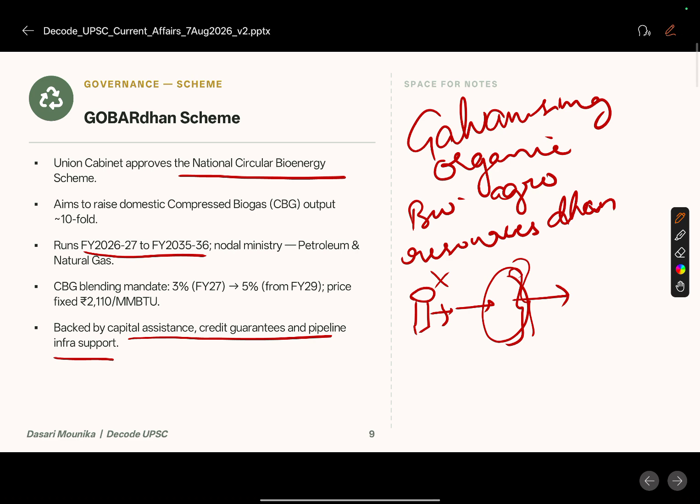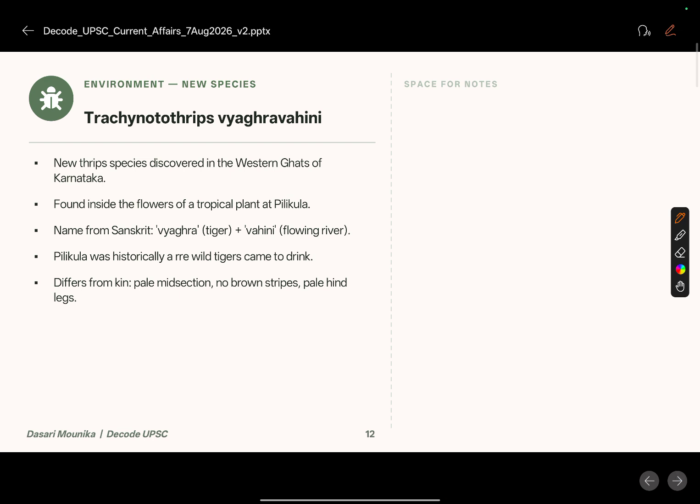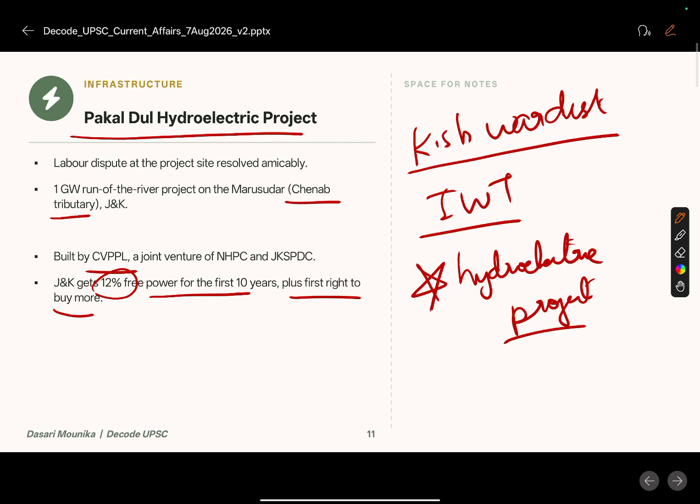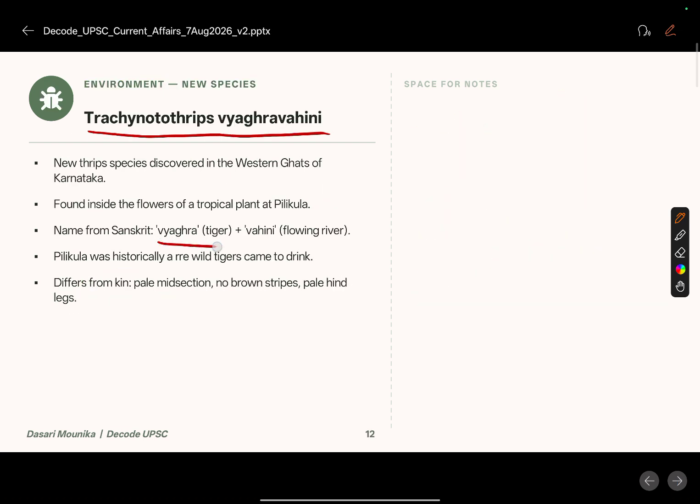Next, coming to another topic, a new species: Thrachenothrips Vyaghra Vahini. Vyaghra means tiger, Vahini means flowing river. So Pilikula is basically a historic river where wild tigers come to drink. It is a historical, olden-age river where the wild tigers usually come and drink. This is a new thrips species discovered in the Western Ghats, in the state of Karnataka.